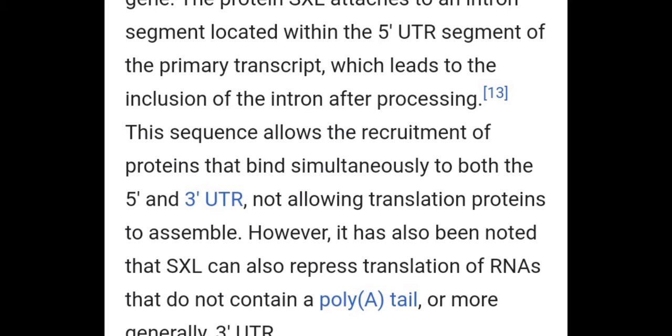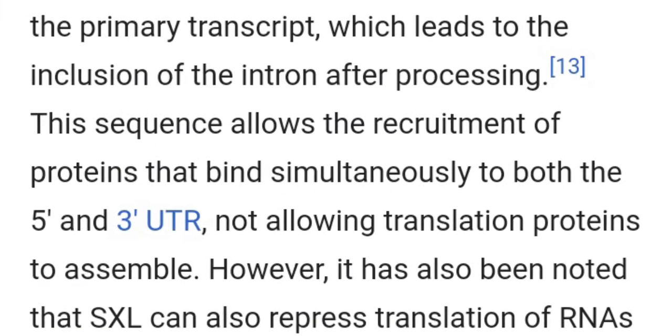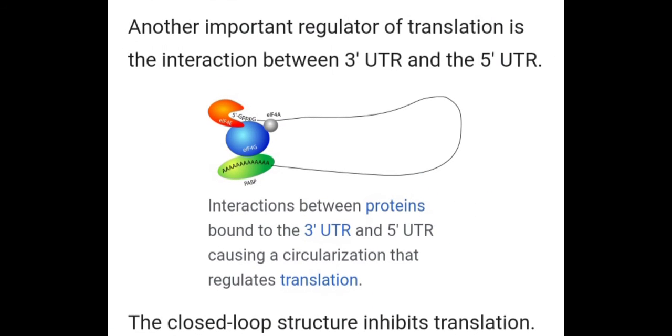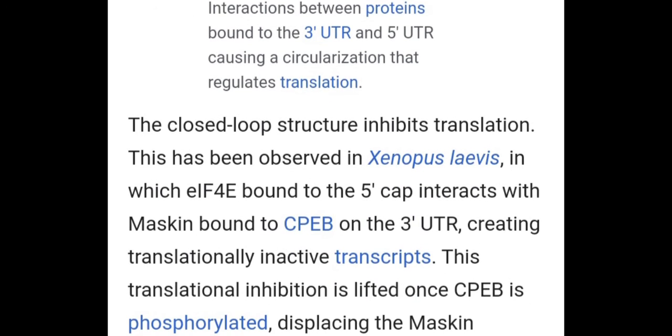Now I will talk to you about the next example that was not made perfectly clear in the last video. I have also said that another important regulation of translation is interaction between the untranslated regions of 3 prime and 5 prime. So the 3 prime UTR and 5 prime UTR interact with each other to form a circular mRNA which will regulate the translation process. Okay, this has been observed especially in Xenopus laevis, which is a type of frog.